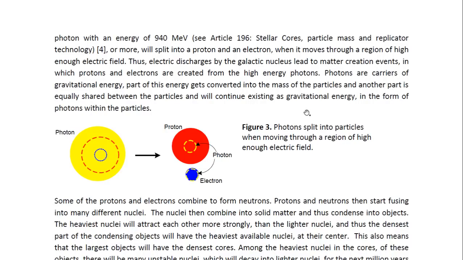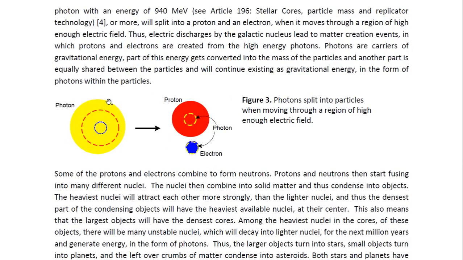And then it will be in the form of photons within the particles. And this is illustrated in this image, that it seems as if the particles, still not manifested as particles, exist within the photon as energy. And whenever the photon moves through a region of high enough electric field, then it splits into the particles, which now have mass. So some of the photon energy went into producing that mass. Whatever's left of the photon energy then remains as photon energy, but then it exists within the particles and it's shared equally between the two.